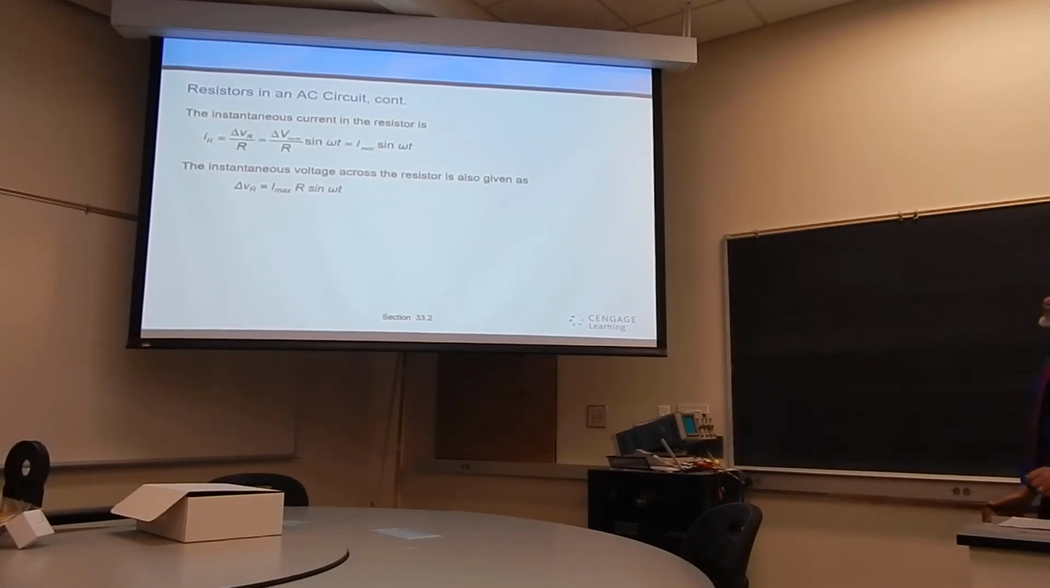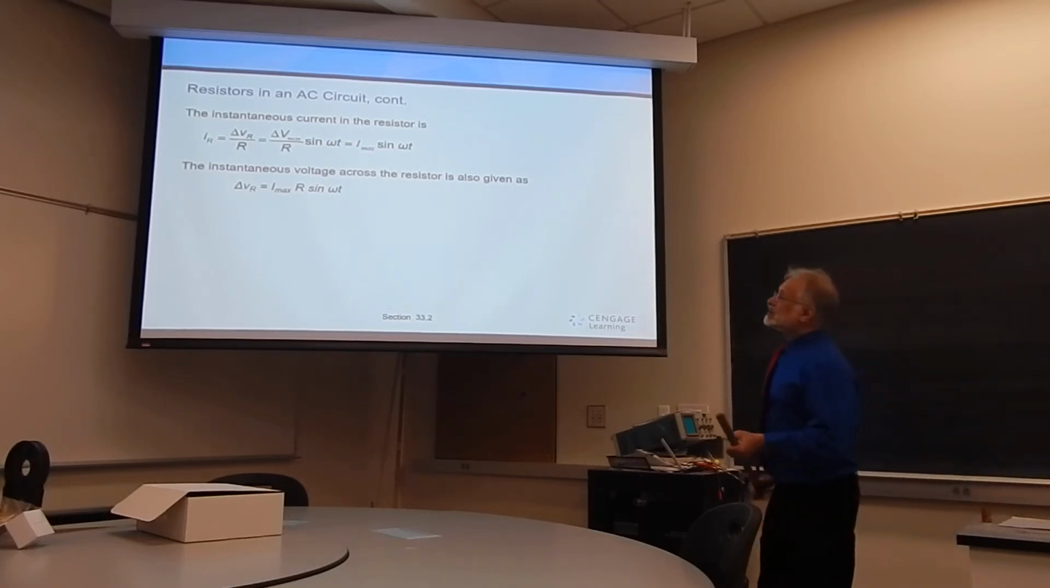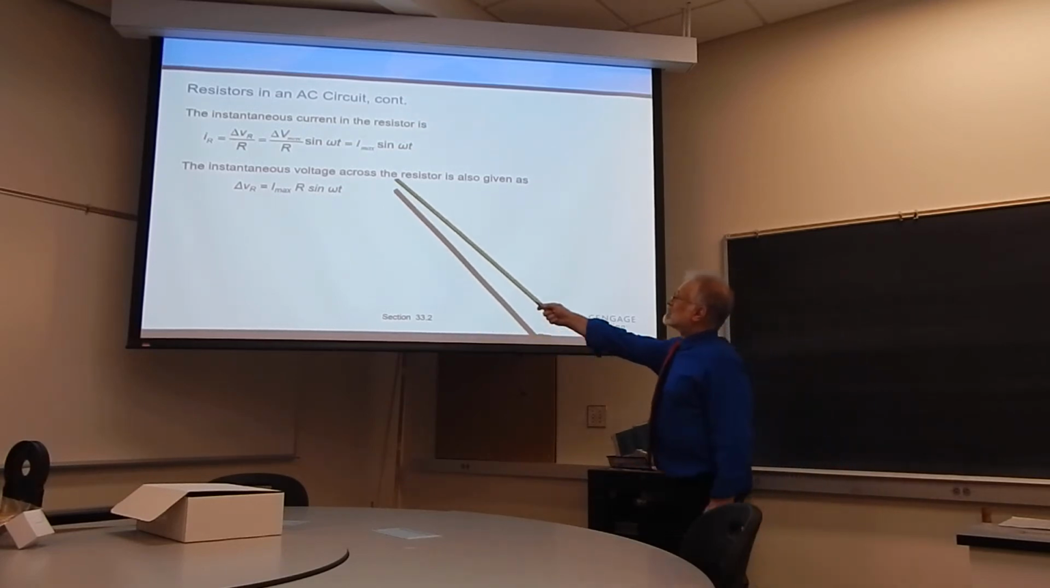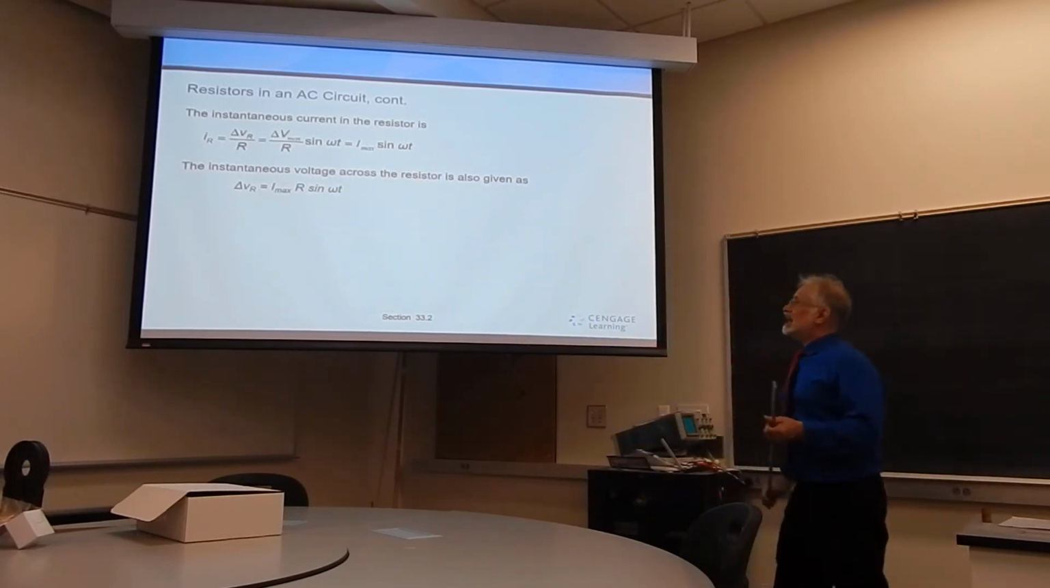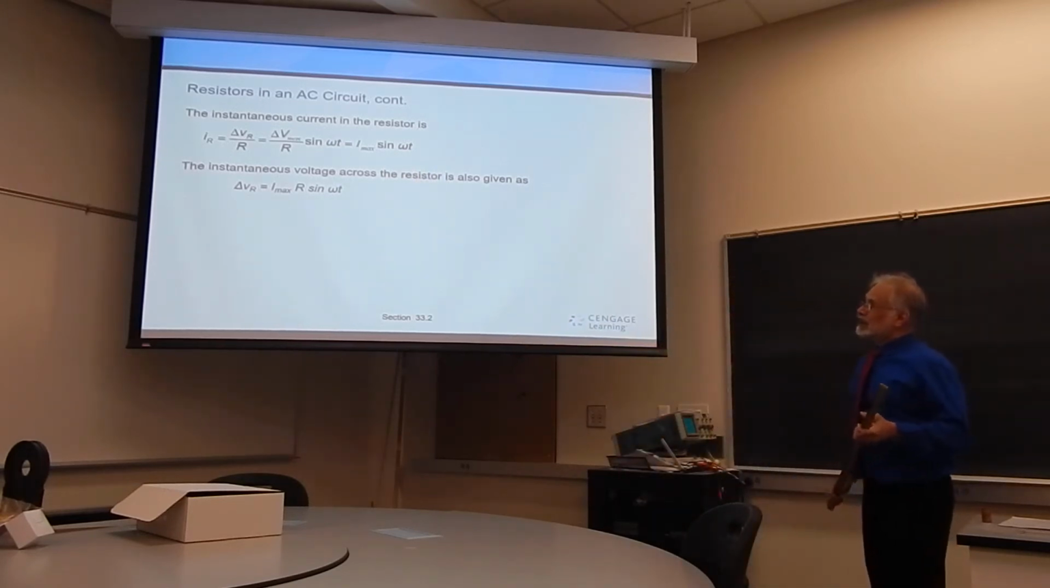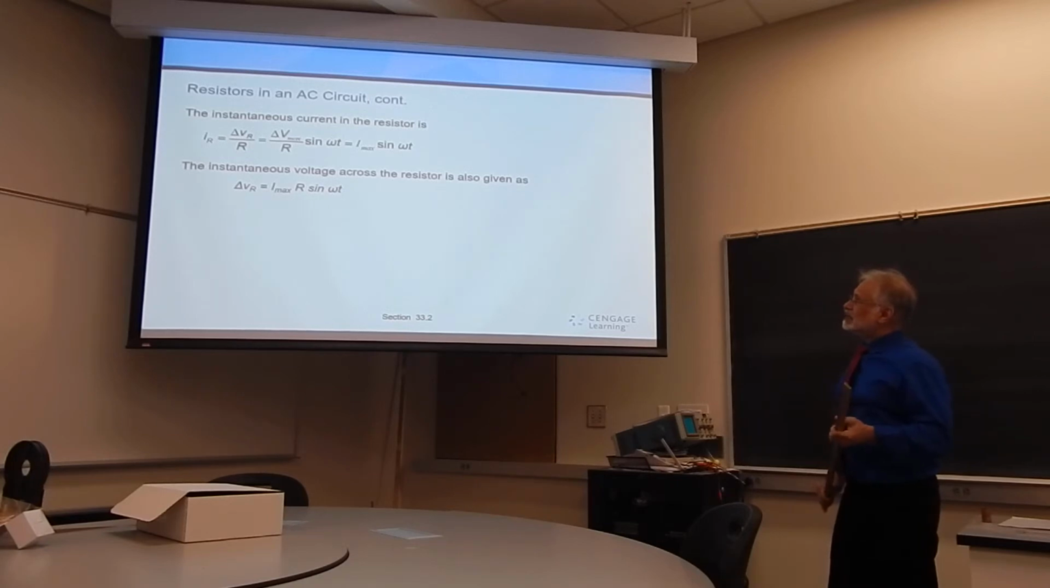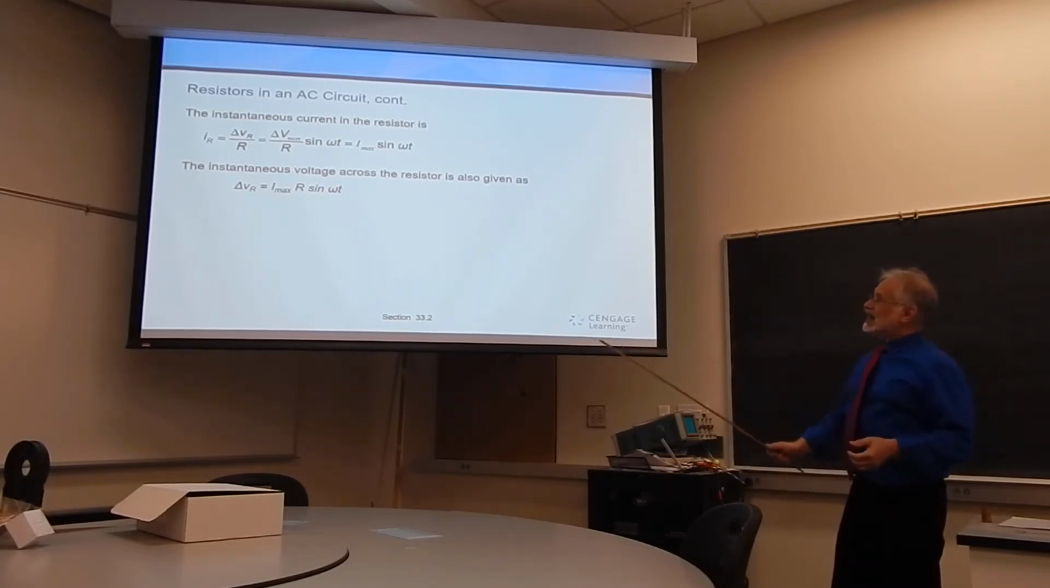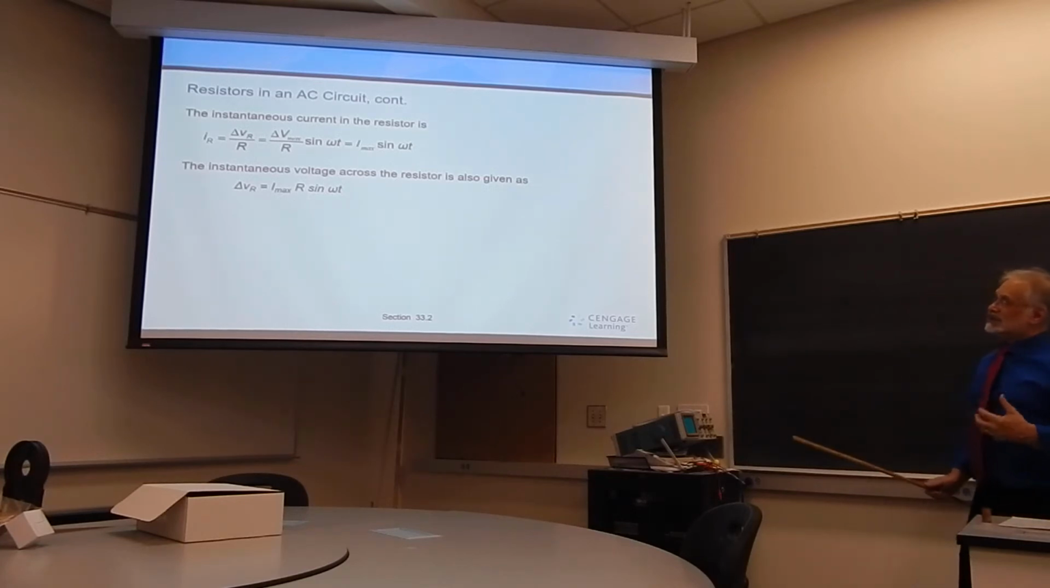We can write the instantaneous current in the resistor, again using Ohm's law, as the voltage at any time divided by the resistance. And so we could write that as I max times the sine of omega t. We could also write the instantaneous voltage across the resistor as I max times R times sine omega t, where I max would just be delta V R over R.